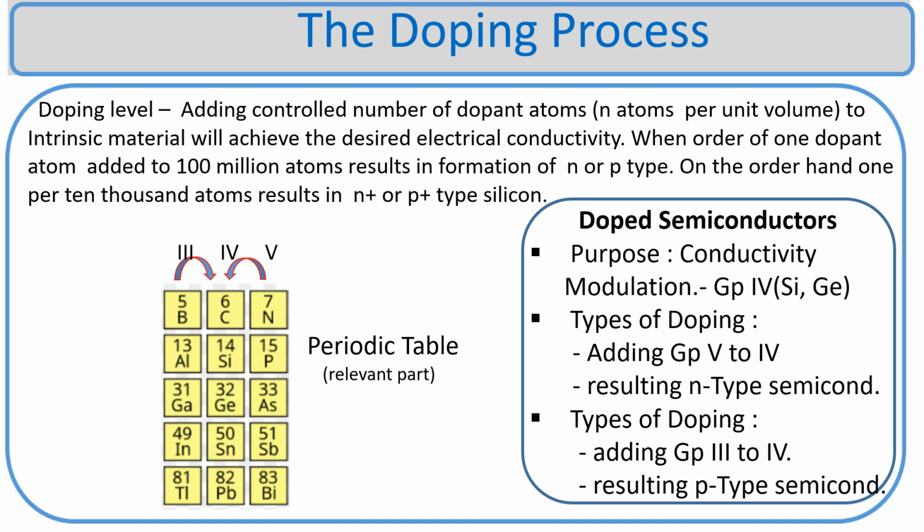Adding group 5 impurity to an intrinsic material results in formation of N-type, electron-rich semiconductor. Similarly, adding group 3 to an intrinsic semiconductor results in formation of P-type, hole majority semiconductor. The magnitude of conductivity of an intrinsic semiconductor is controlled by the doping level and results in formation of N, N+, N++, and P, P+, P++ type semiconductors.